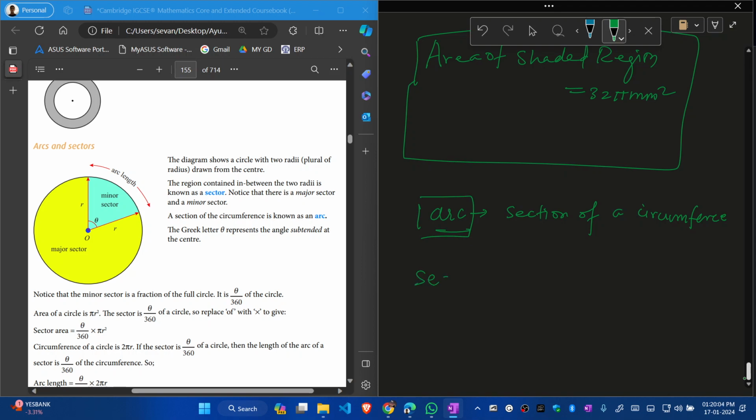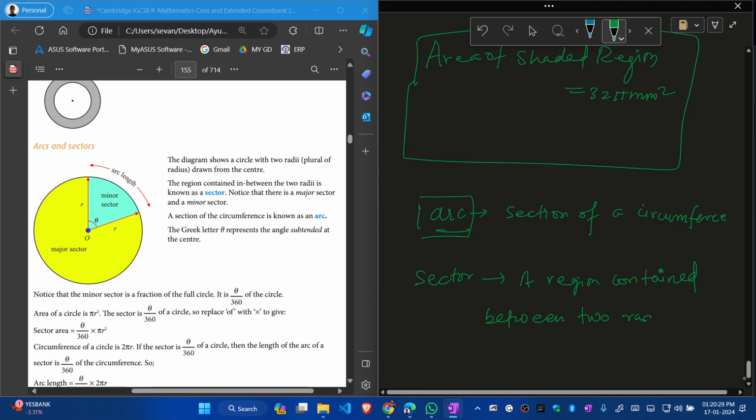And what is a sector? A sector is an area. It is a region contained between two radii of a circle.